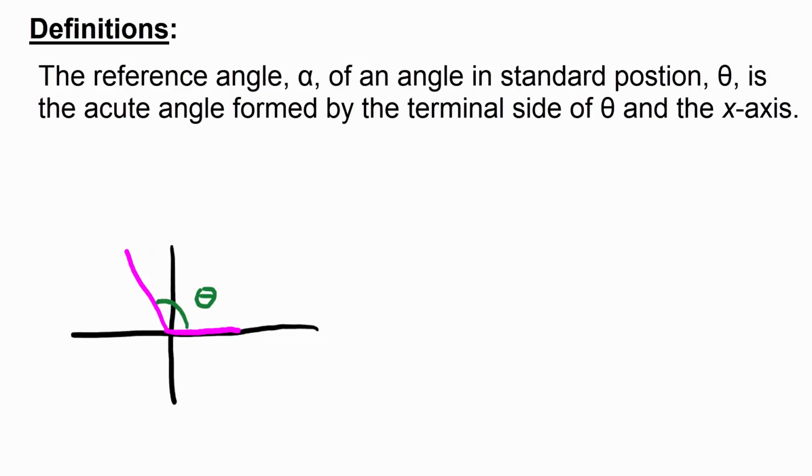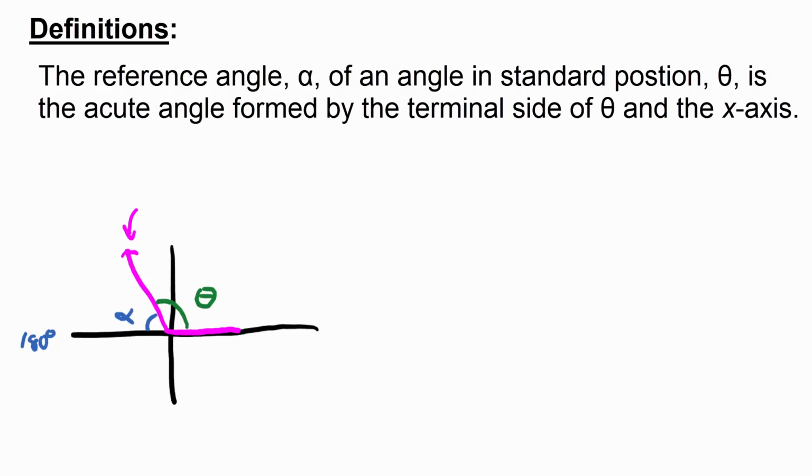This side right here is the terminal side. Alpha is the smallest angle formed by this terminal side and the x-axis. So alpha in the second quadrant looks like this. That's alpha. That's your reference angle. Now, looking at this picture and realizing the straight angle is 180 degrees, if you know theta, how can you find alpha?